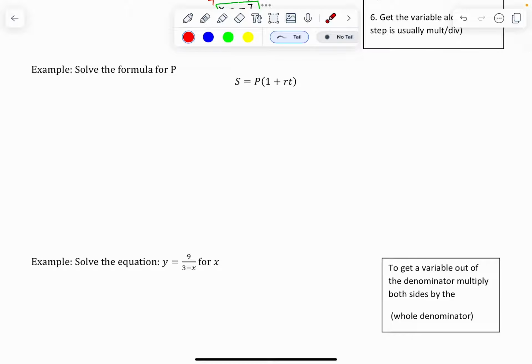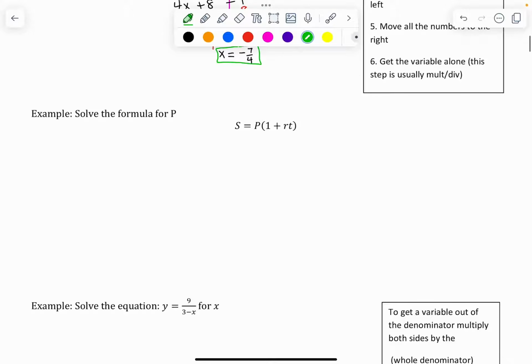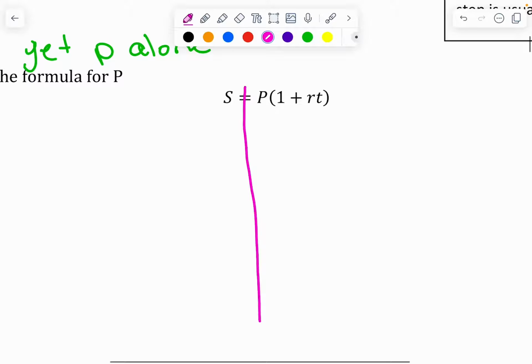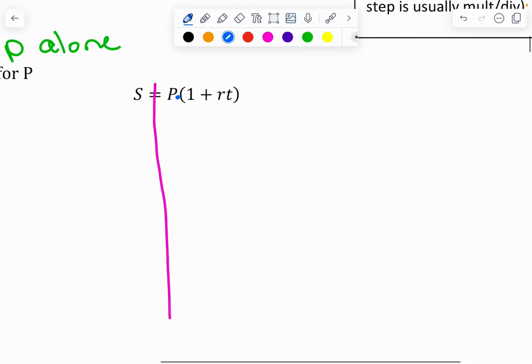So this next question asks us to solve the formula for P. That means get P alone. So we're going to mark the center of our equation, and then we're going to get P by itself. This P is being multiplied by 1 plus RT. So we have two options here.